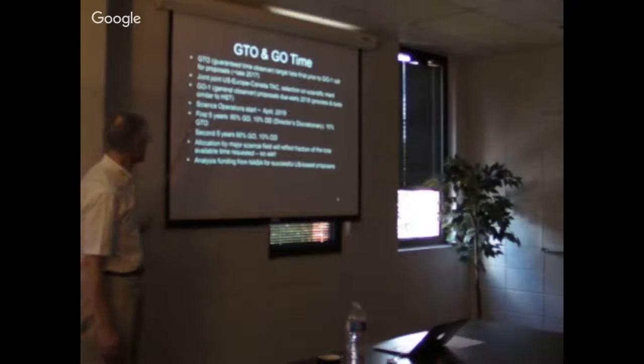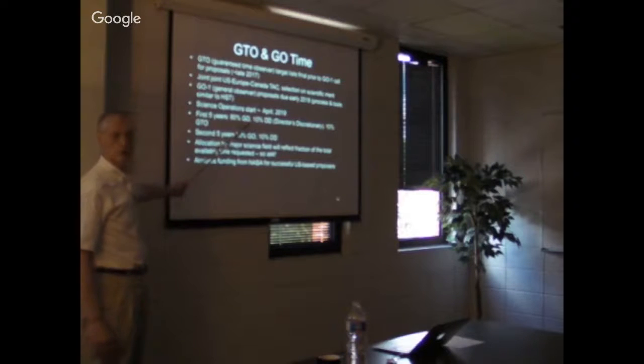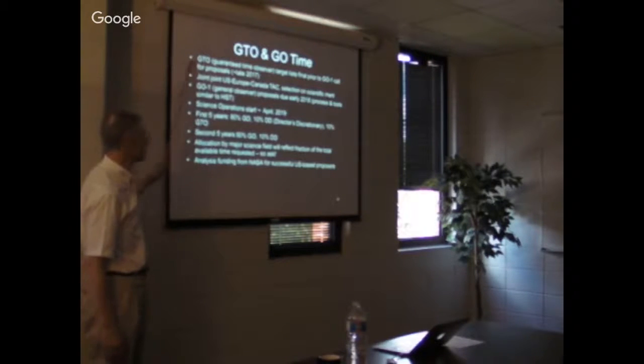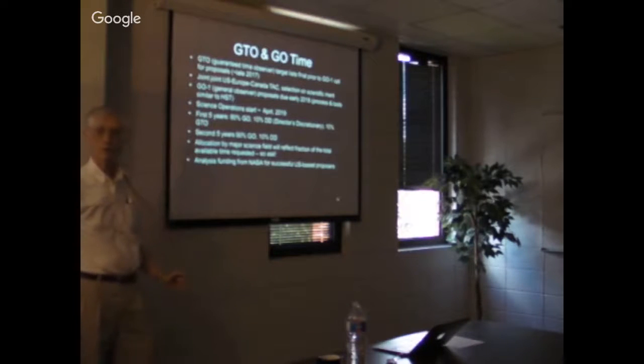And so this is how it's divvied up. First 5 years, 80% of the time is for the general observers, 10% for the director to decide, and 10% for these guaranteed time observers. A particular favorite topic, write us a proposal.